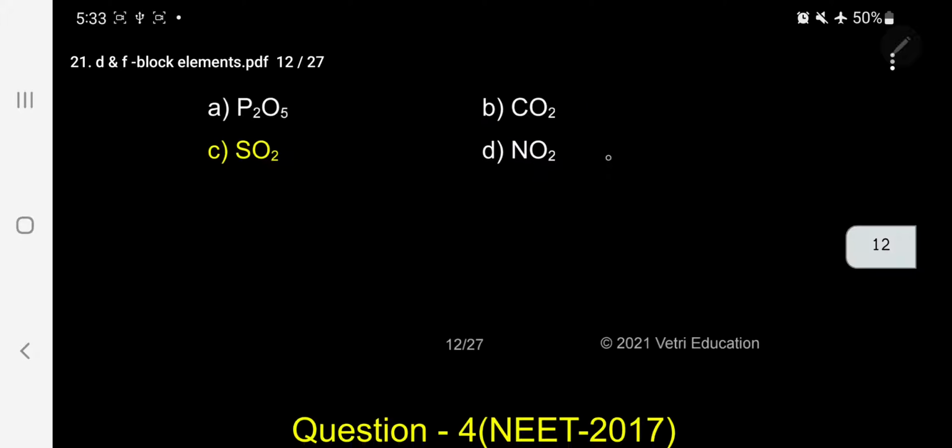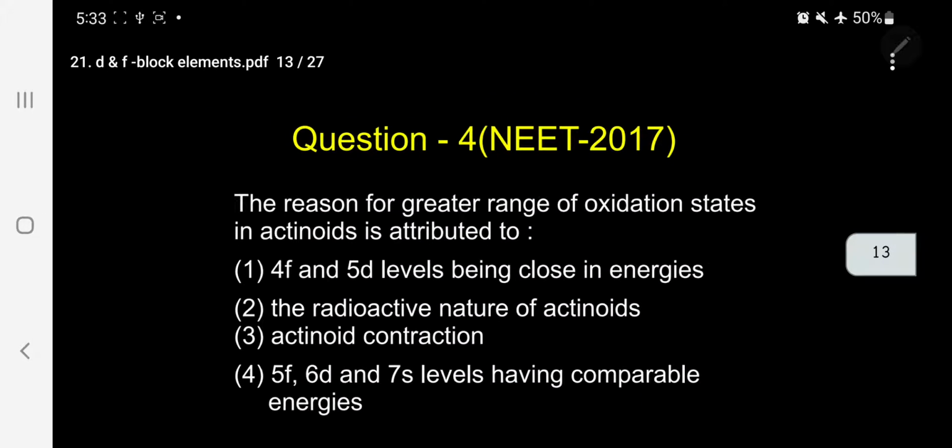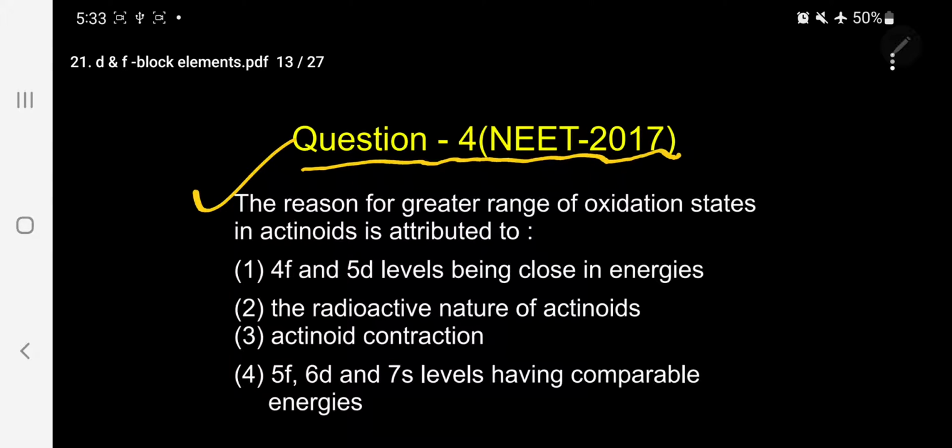Please follow. Question number 4. This question was asked in the NEET 2017. Let me read the question. Kindly follow. The reason for greater range of oxidation state in actinides is attributed to, comparatively, with lanthanides, they are saying. The reason for greater range of the oxidation state in actinides is attributed due to: 1. 4f and 5d levels being close in energies.